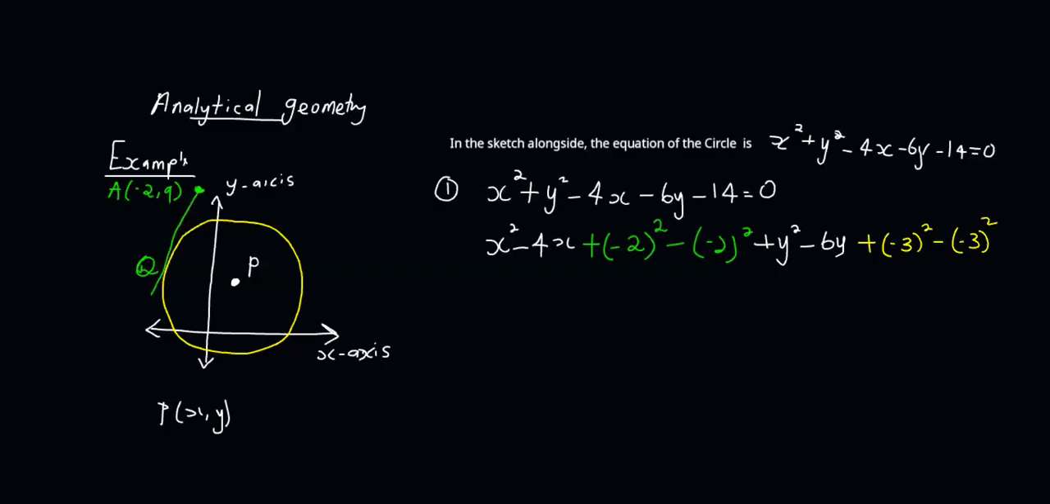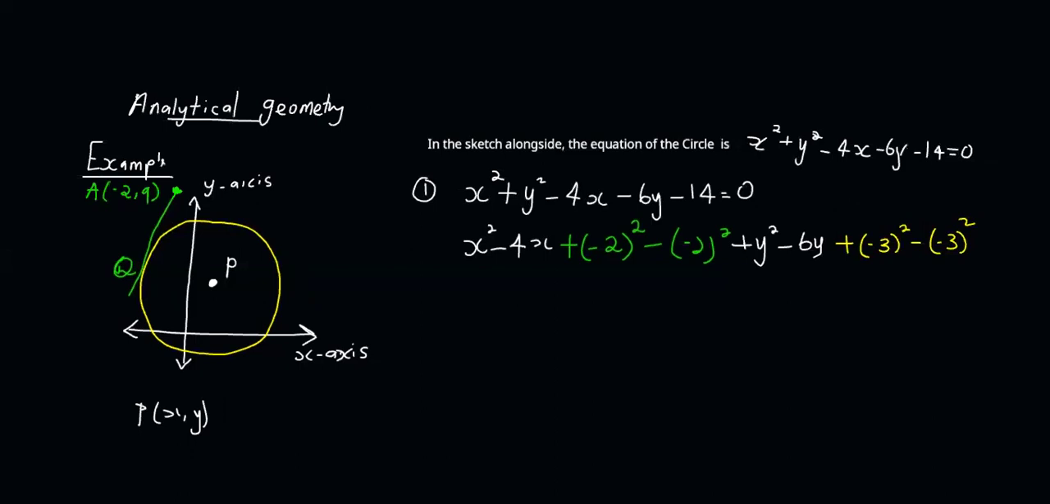So now as you complete the square, we know that we're going to have x minus 2 all squared, right? And then that will be minus negative 2 all squared, it's 4. And then plus, with regards to completing the square, we know that we're going to have y minus 3, and then we square it. So that will be minus 9 minus 14 is equals to 0.